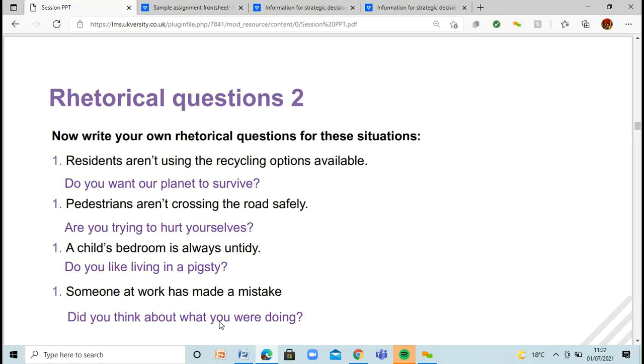So we've got some normal sentences, and then we've got some rhetorical questions that we've changed them into. Residents aren't using the recycling options available. And then you could change that into, do you want our planet to survive? You'd probably be making them feel something and feel a bit guilty as well. Pedestrians aren't crossing the road safely. Then a rhetorical question would be like, are you trying to hurt yourself?